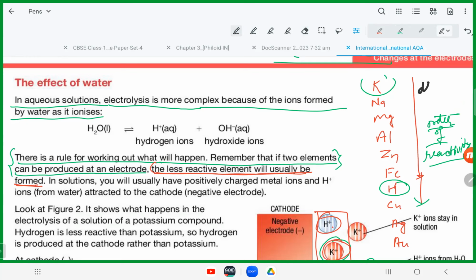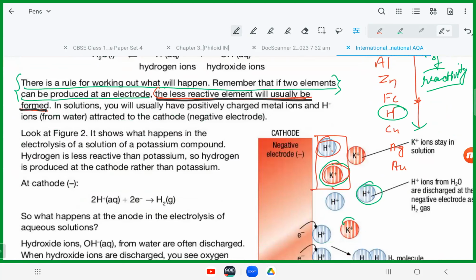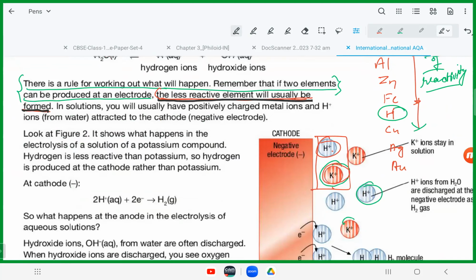So according to the rule, which one will form the compound? Potassium or hydrogen? Read this one. The less reactive metal will usually be formed. Which one is less reactive? Hydrogen. Hydrogen.